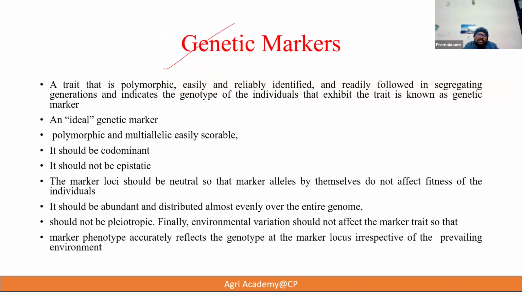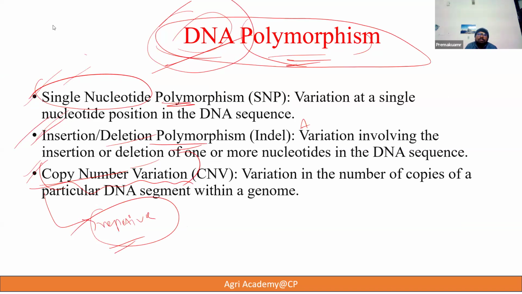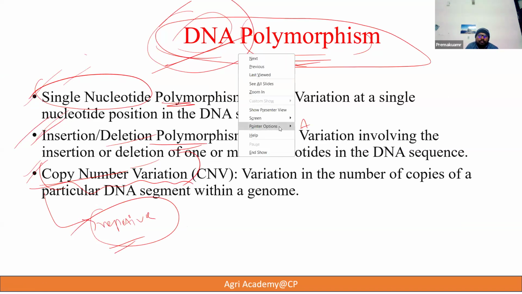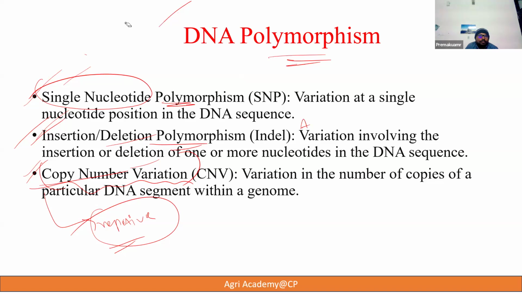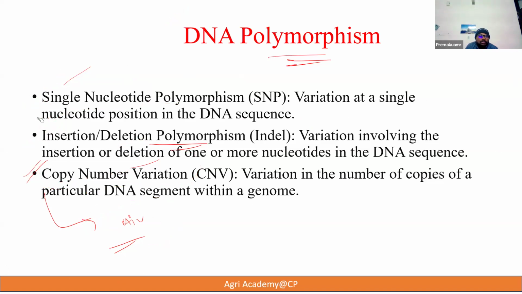Then, what is a genetic marker? A trait that is polymorphic. This is important. What is a genetic marker? Anybody, please define. They have already given it. You should tell. I told all the things; you should just put it in a proper way.